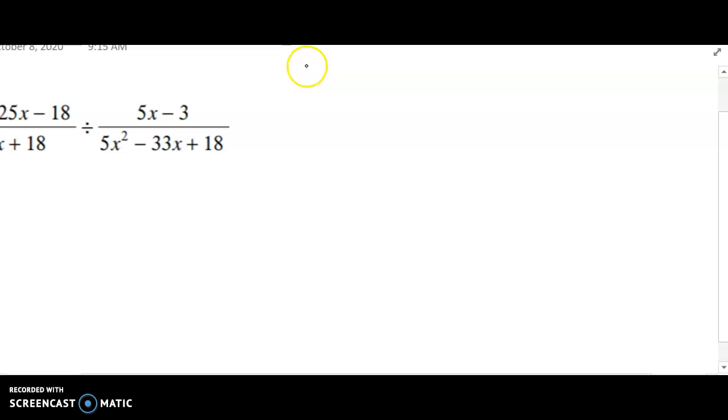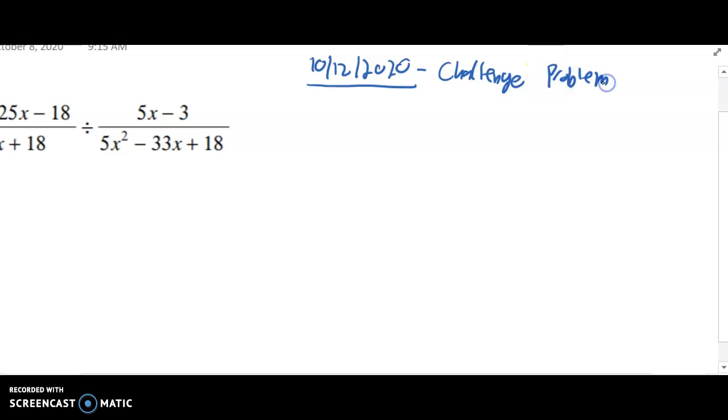Today is Monday, October 12th, and today we are doing a challenge problem of dividing rationals. The rest of today's class will just be good review and practice, so we are going to look at one of the more challenging versions of this type of problem.